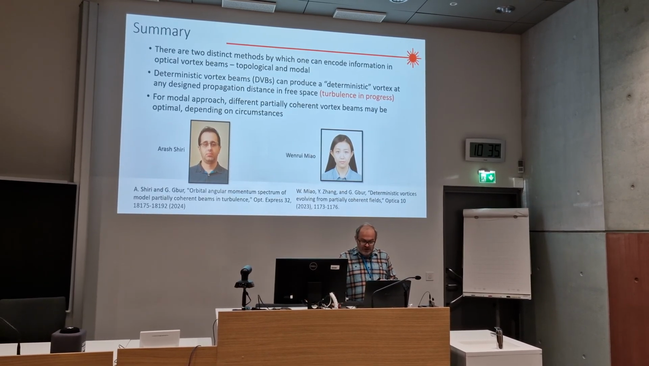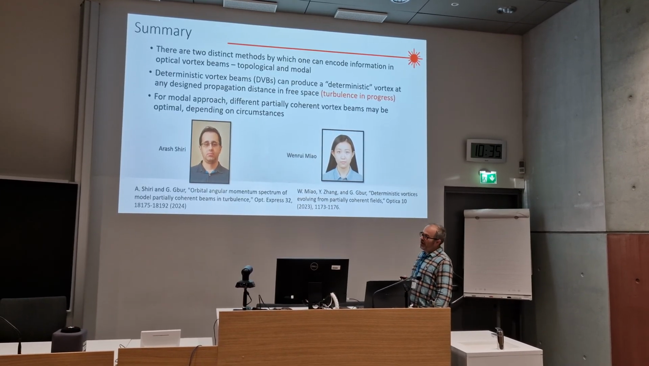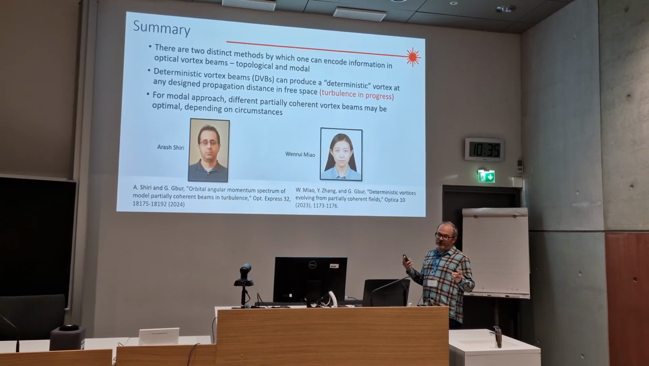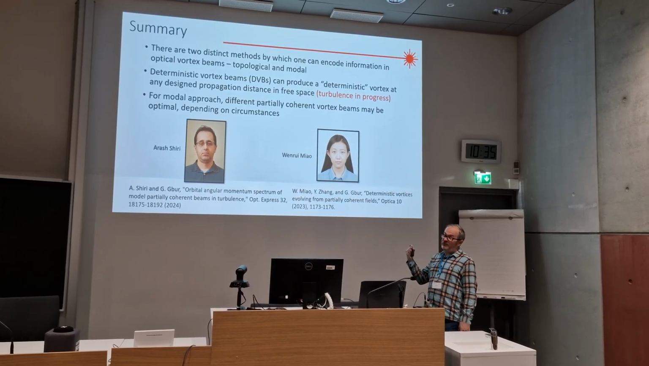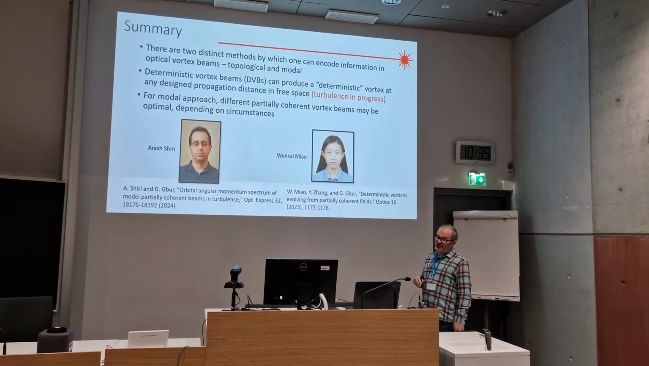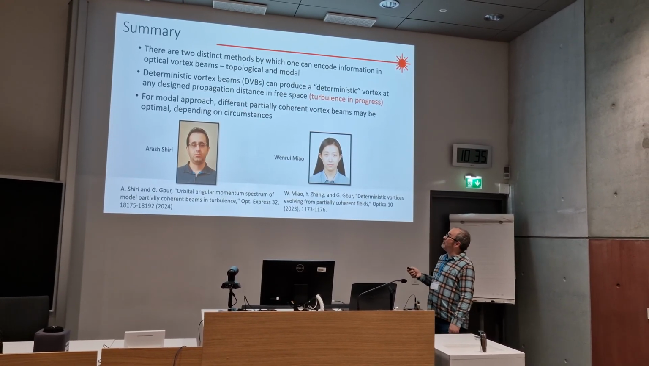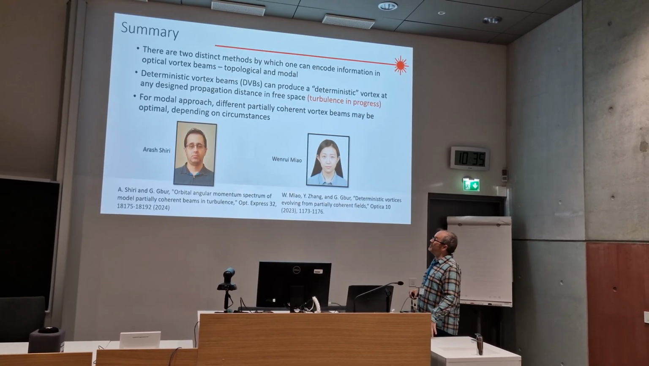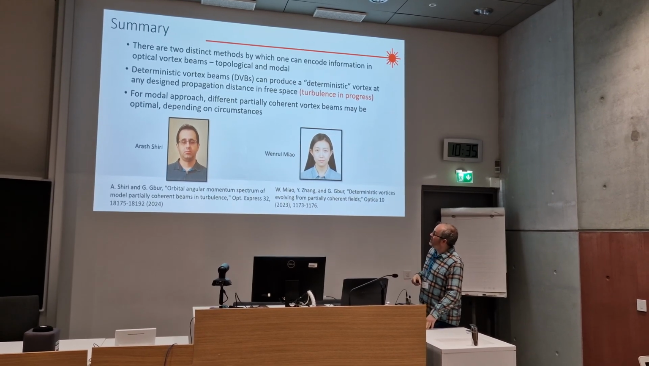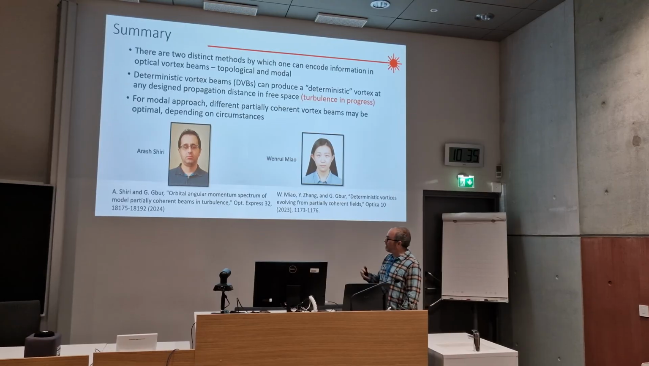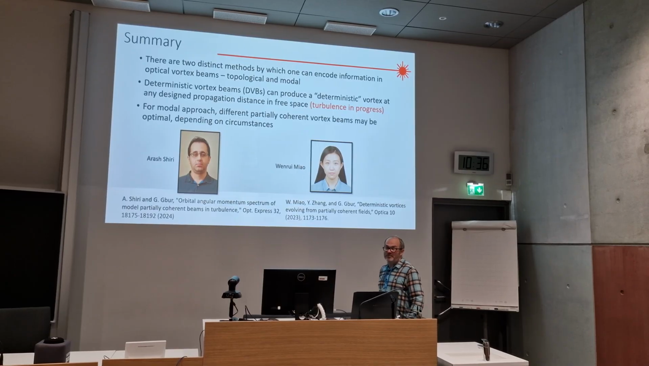So, wrapping up, I can just say there are a couple of different ways you can encode information in optical vortex beams, and the two topics I mentioned here are covering the two bases. You can look at deterministic vortex beams, where we're just trying to get as pure of a vortex state as we can at a detector to encode by sort of an alphabet of vortex states. And for the modal approach, where you really want to encode information on independent vortex beams, different partially coherent vortex beams may be optimal depending on circumstances. And those are my students who worked on these projects and the papers that came out of it. Thank you very much.